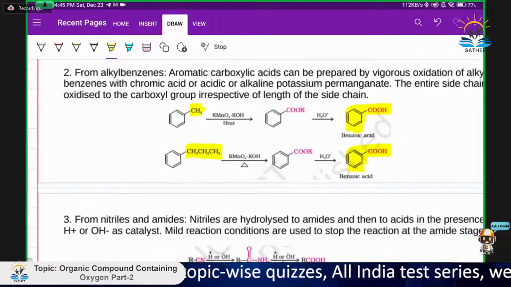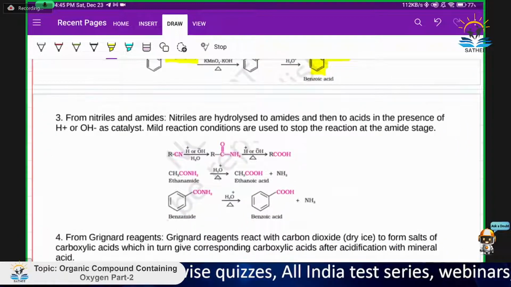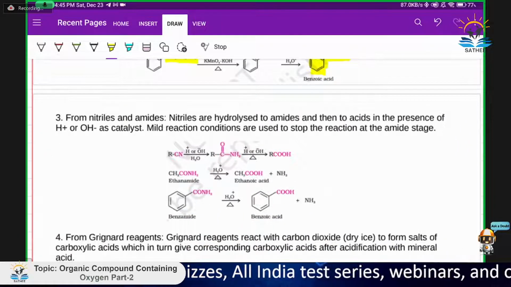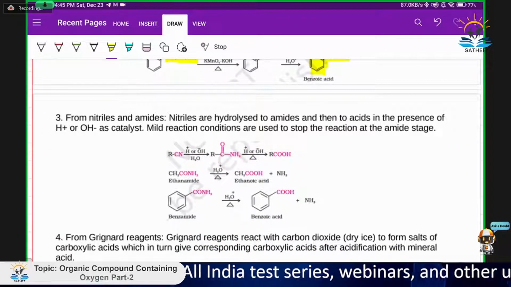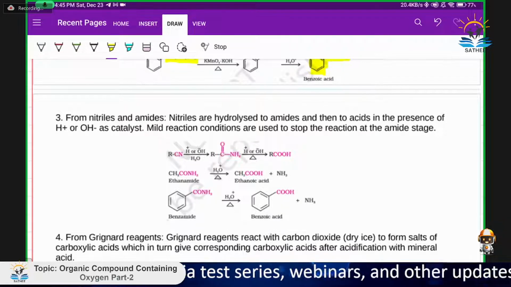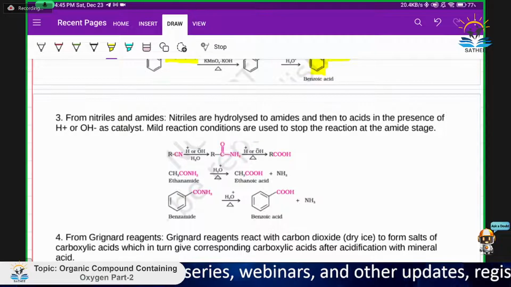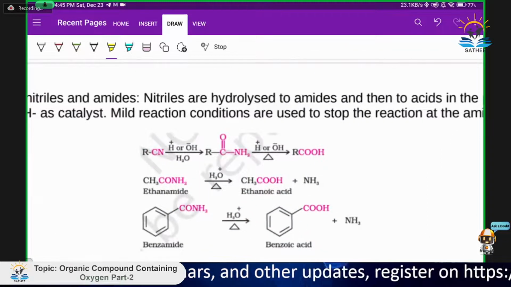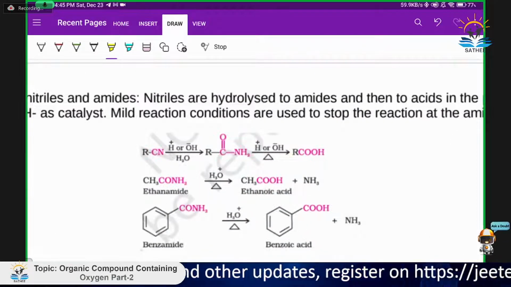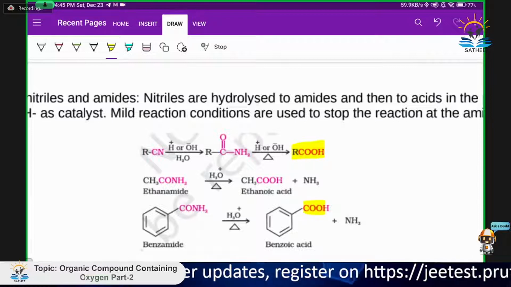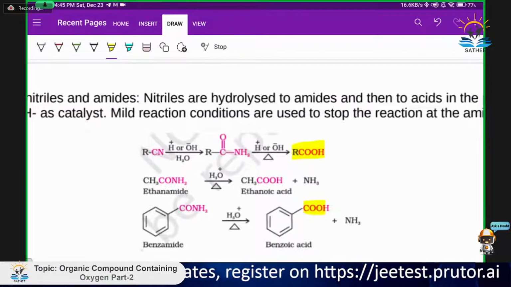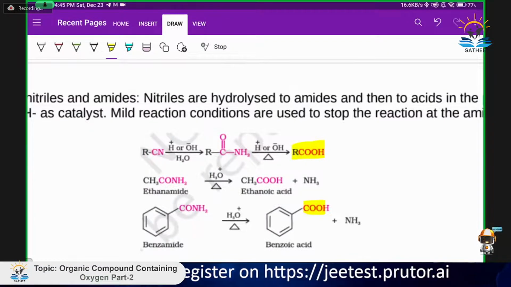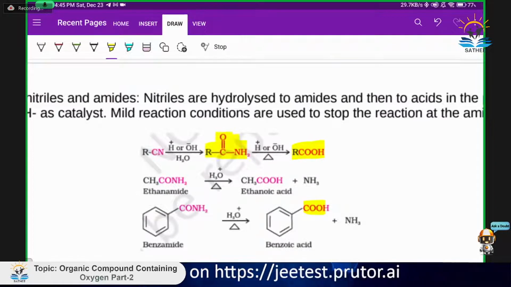From nitriles and amides. Nitriles are hydrolyzed to amides and then to acids in the presence of H+ or OH- catalyst. Mild reaction conditions are used to stop the reaction at the amide stage. So you can simply hydrolyze nitriles to carboxylic acid. If you use mild conditions, mild acid or mild base, we can stop the reaction at the amide stage. That's what it is telling.